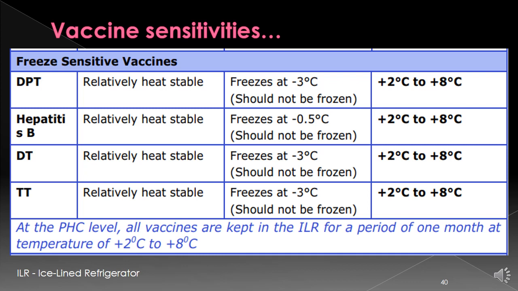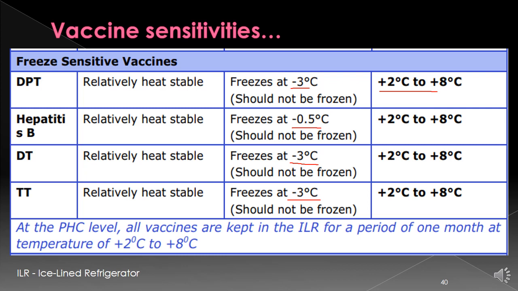It means even if the temperatures go below 0, for DPT it should never go below -3 degrees Celsius. For hepatitis B, it should never go below 0.5 degrees Celsius, and diphtheria tetanus will usually freeze at -3, and so will the tetanus toxoid. So these vaccines, we are saying they're sensitive to freezing, they should not be frozen. When they're being transported, they should be maintained at 2 to 8 degrees Celsius.